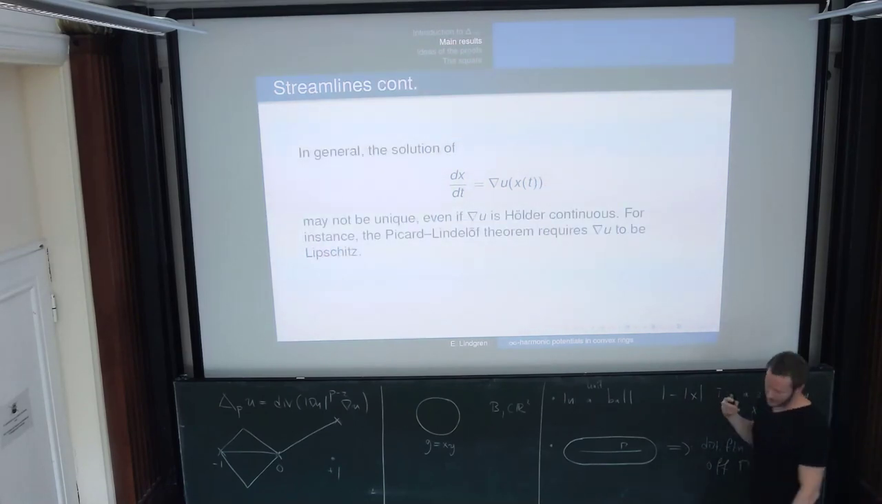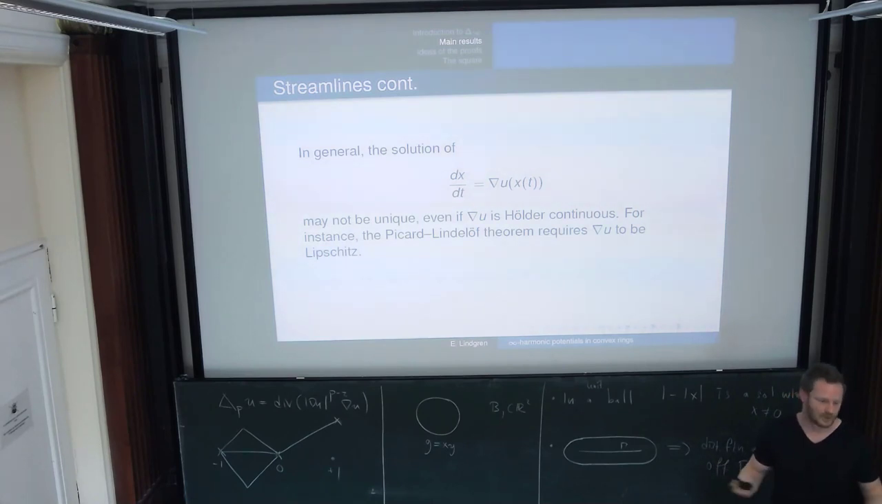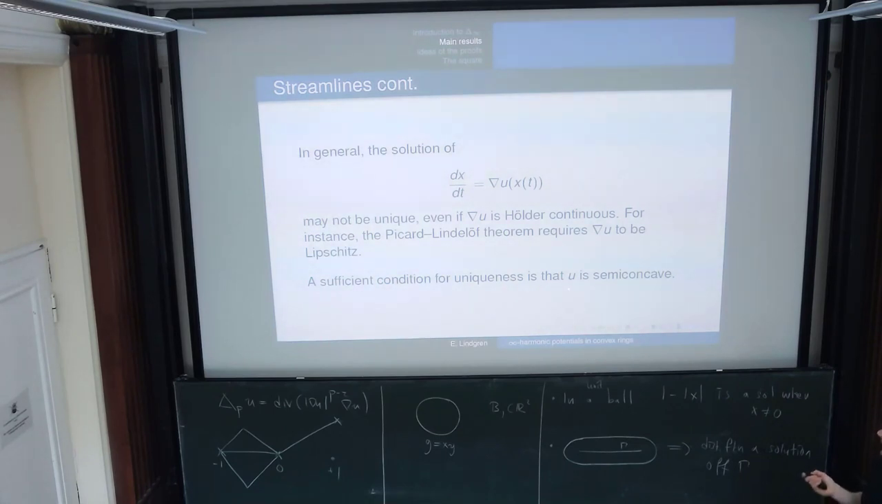Another thing concerning streamlines is that they solve this equation. In general, you don't have uniqueness for this type of equation, so there are a few assumptions you can make. For instance, if the gradient is Lipschitz, then you can use the classical Picard-Lindelöf theorem to say you have a unique solution. But if the gradient is Lipschitz, the solution is C^{1,1}, which in fact is not true in general. Another sufficient condition, which relaxes this a little, is that you have a unique solution if u is semi-concave. I'm sure other people can come up with other conditions, but this is one little remark. There's an easy proof for the semi-concave case.